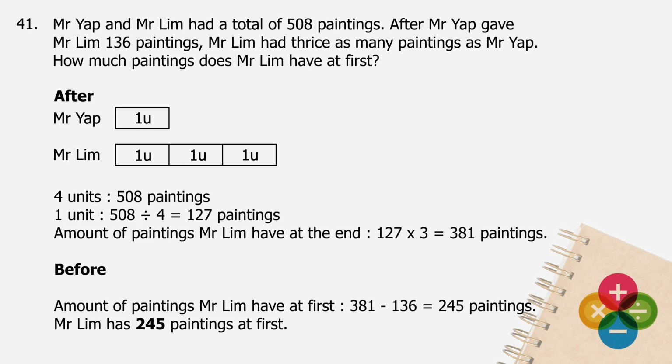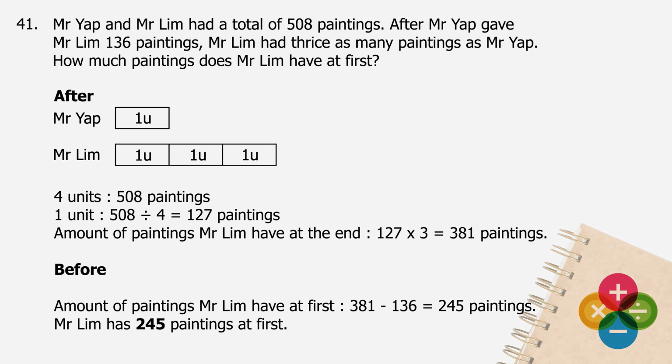After Mr. Yap gave Mr. Lim 136 paintings, Mr. Lim will have 3 times as many paintings as Mr. Yap. Therefore, Mr. Yap will have 1 unit of paintings, and Mr. Lim will have 3 units of paintings. 4 units of paintings will be equal to 508 paintings. 1 unit of paintings will be, divide 508 by 4, and the quotient is 127.